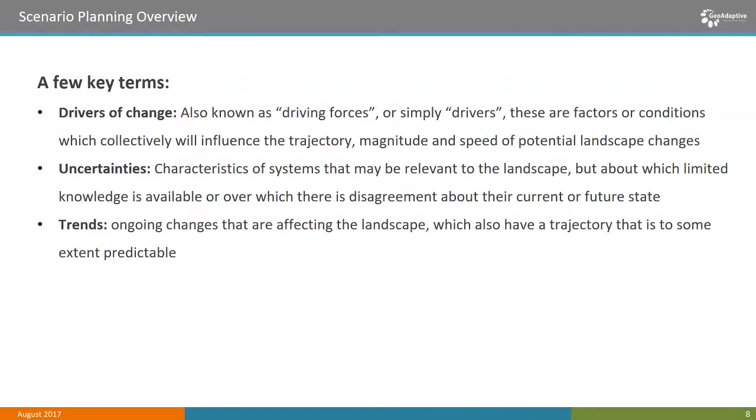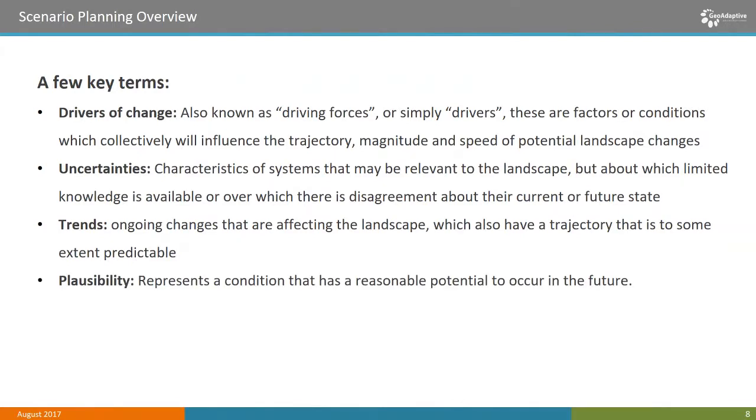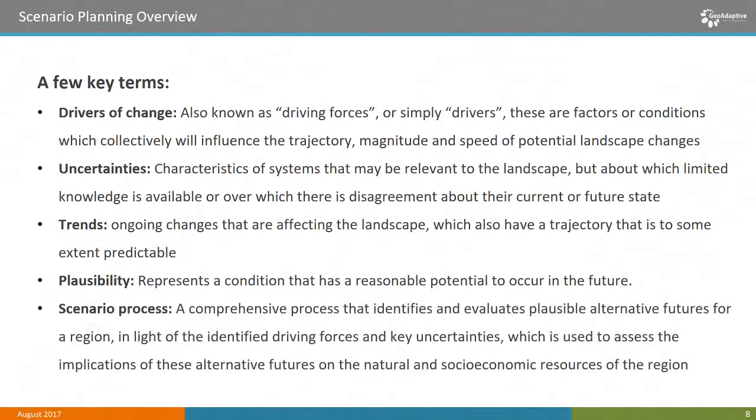Trends are slightly more predictable. We can see that there's a trend of increasing development or climate change, for example, but we might not know the overall magnitude, or there's some uncertainty related to that trend. Plausibility is really important with scenarios, because while you could come up with a whole slew of different outcomes or future alternatives, only some might actually occur within the realm of possibility. So we try to make sure our scenarios are always plausible within reason, of course. Finally, just the scenario process itself. It's a comprehensive approach. It helps identify and evaluate different alternatives for a region in light of the driving forces and the uncertainties, and is used to assess the implications of those futures on natural and socioeconomic resources within that landscape.